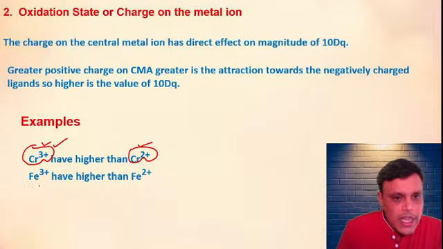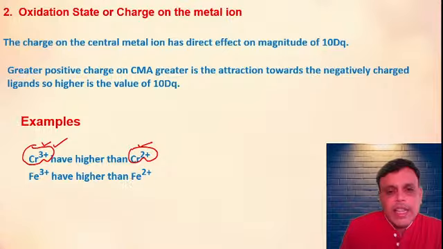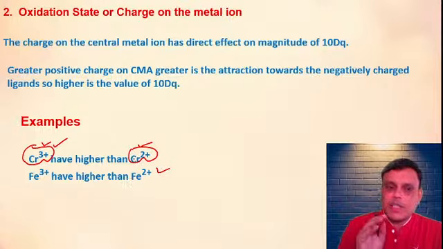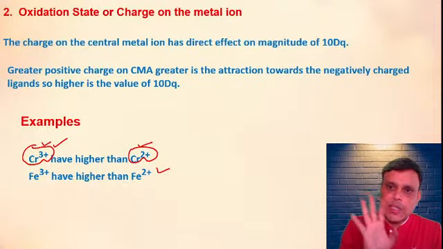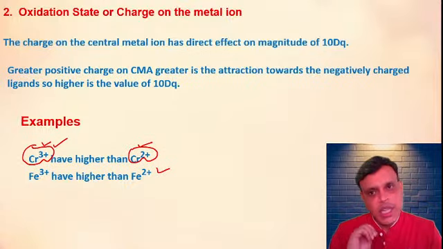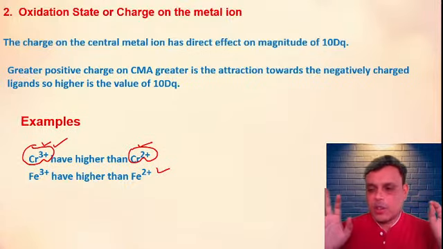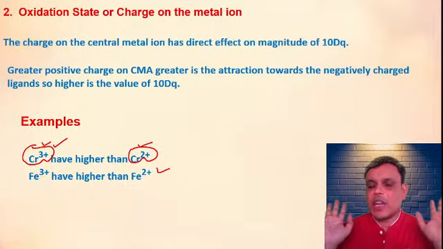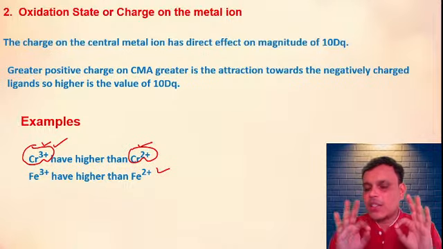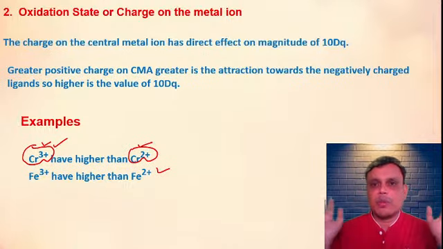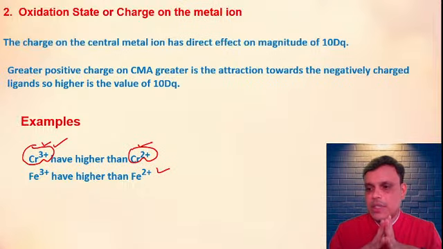Then the second example is Fe3+ will show a higher value than Fe2+. It means if the oxidation state of the central metal atom is higher, then its 10 Dq value will also be higher. So the charge on the metal ion has a direct effect on the value of 10 Dq. The charge or oxidation state is directly proportional to the magnitude of 10 Dq.